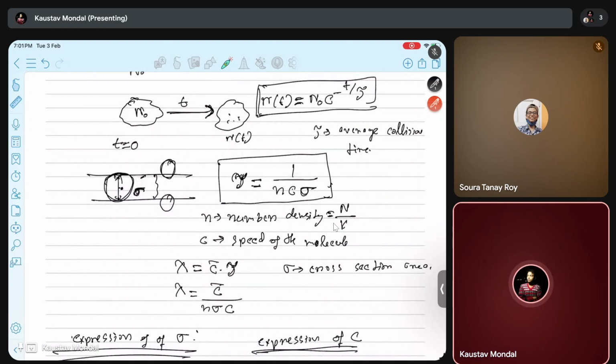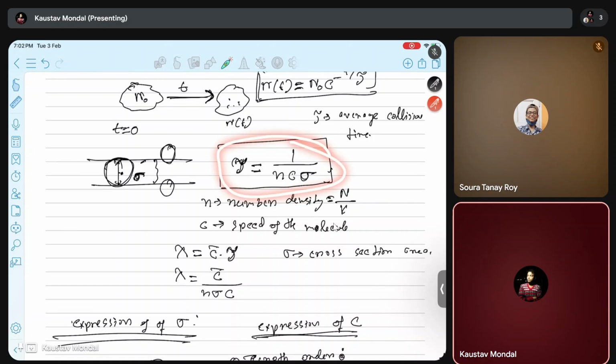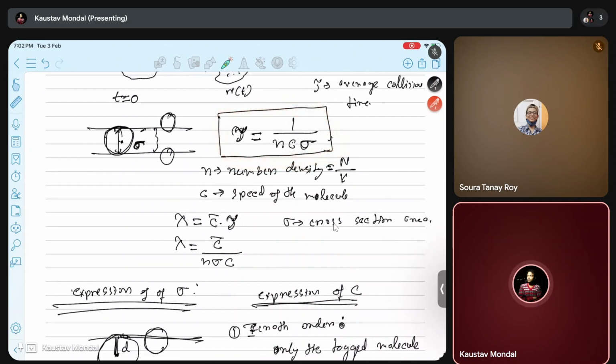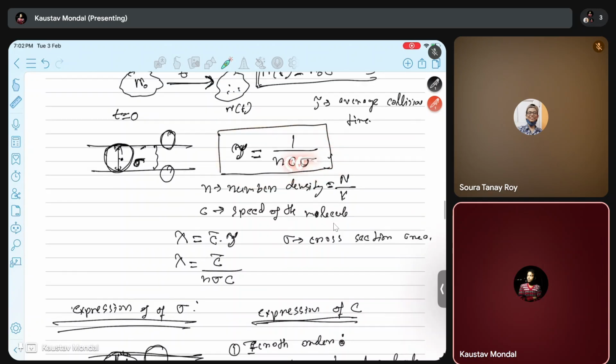And next, this is the expression of tau in terms of gas speed c and sigma, and this is the important relation between tau and lambda.